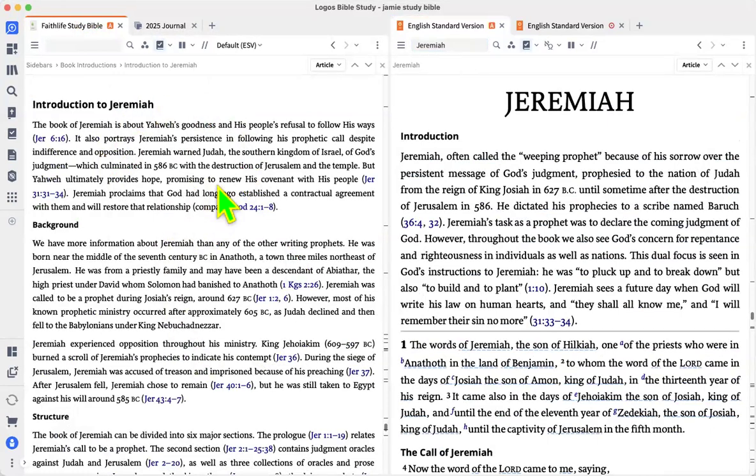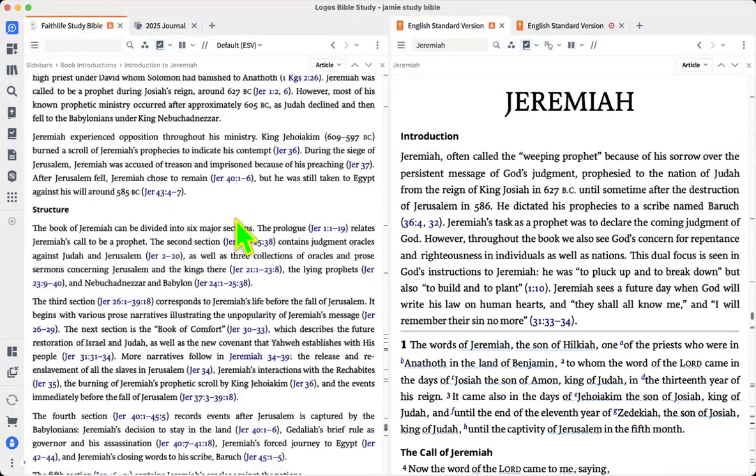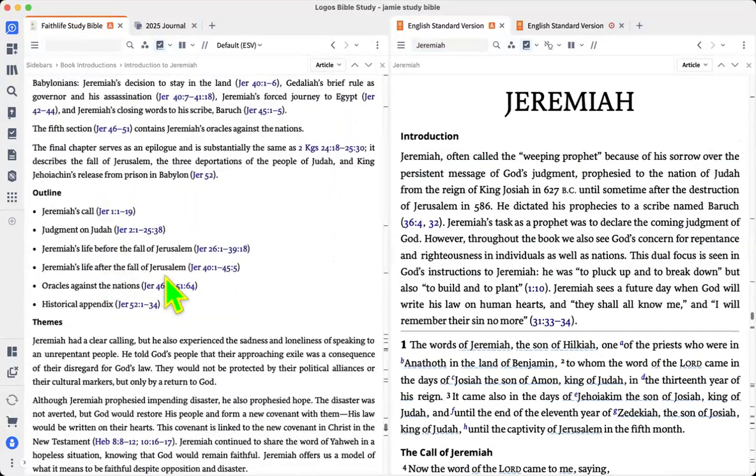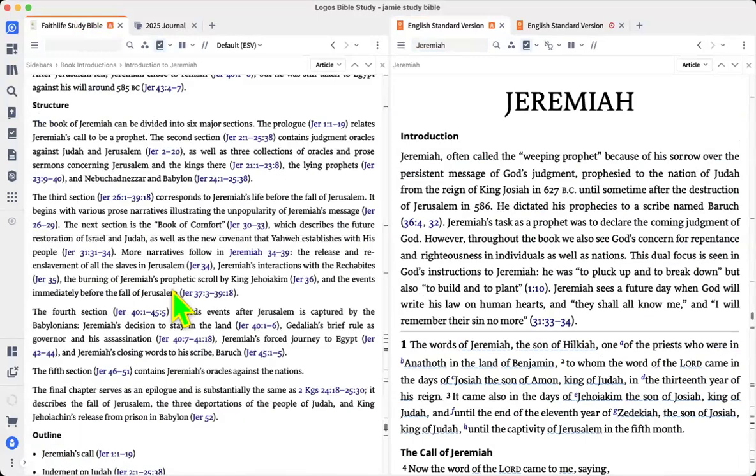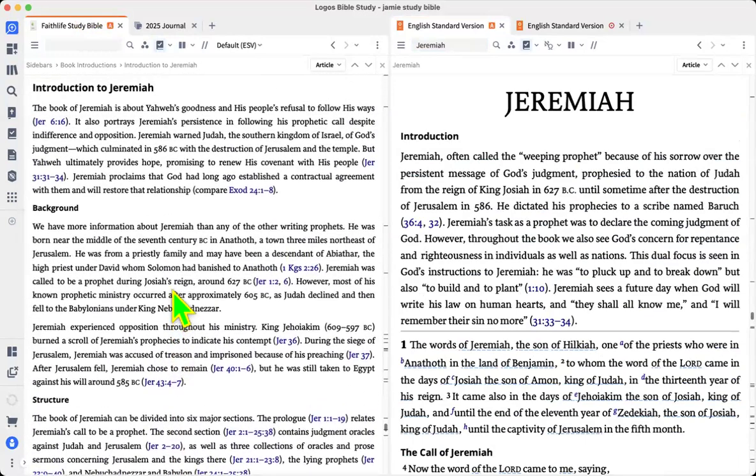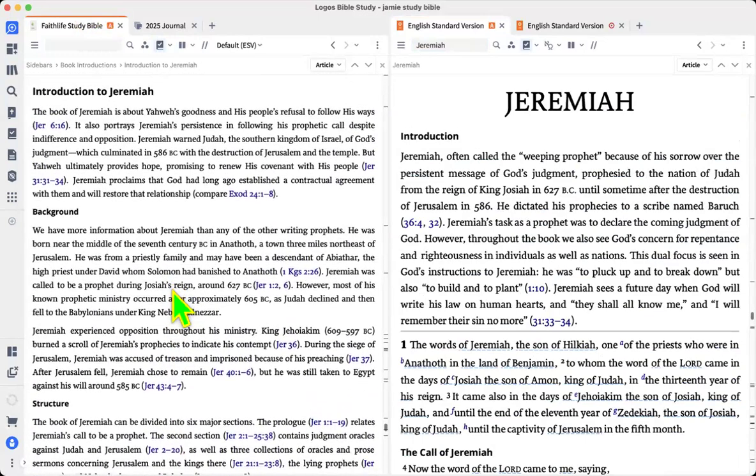study Bibles, this is going to help give you a lot of background information, historical information about what's happening, the structure of the book. We looked at this last time, outline, and then major themes. But just these little introductions will really be helpful to you to get a handle on the historical background and the historical context. All right, so that's the historical context.